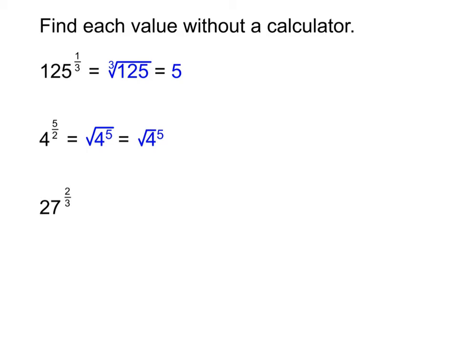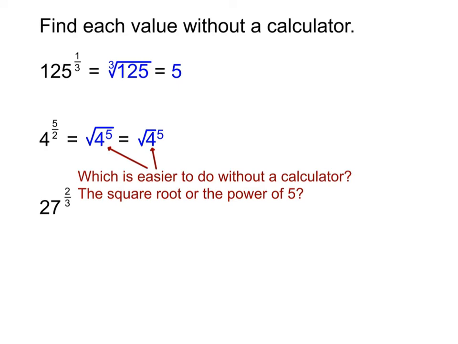Both are valid. Now, which one of these is easier to use here? Which one of these can you do without a calculator? Can you do 4 to the 5th without a calculator, or can you do the square root of 4 without a calculator? Square root of 4, right? And so that's what I'm going to do here. This is way more useful to me by writing it in that order. It allows me to do the mental math with it.